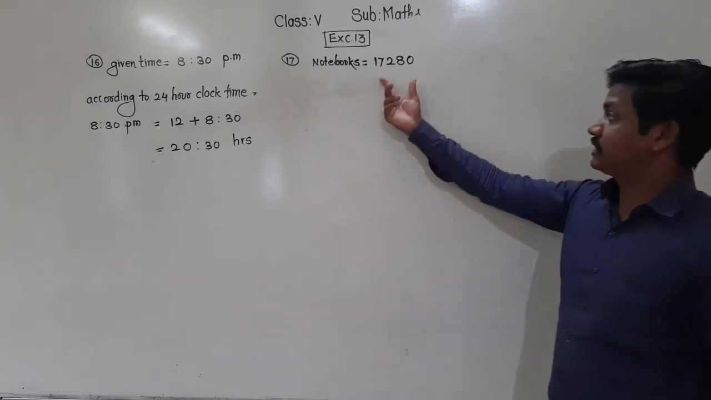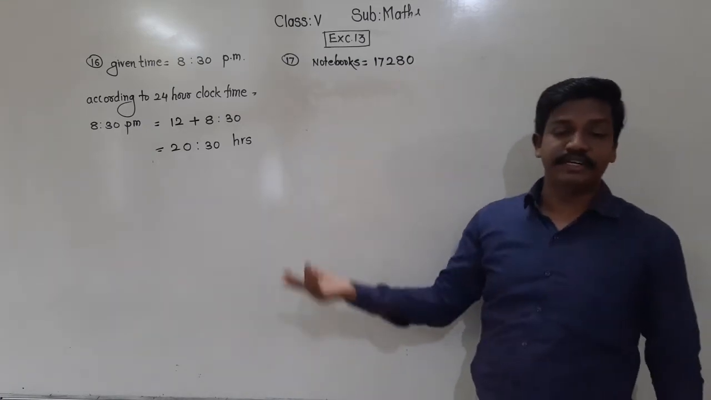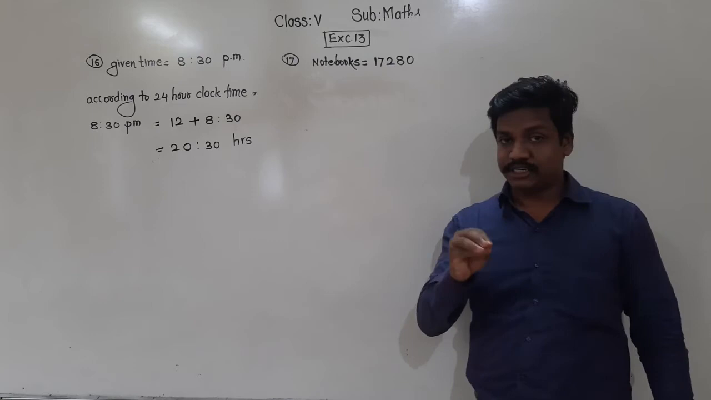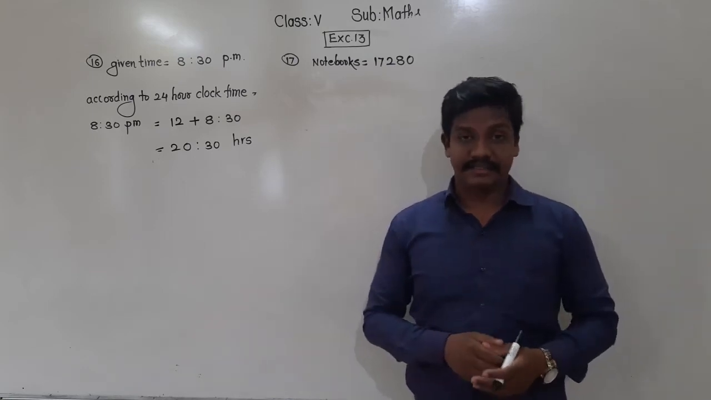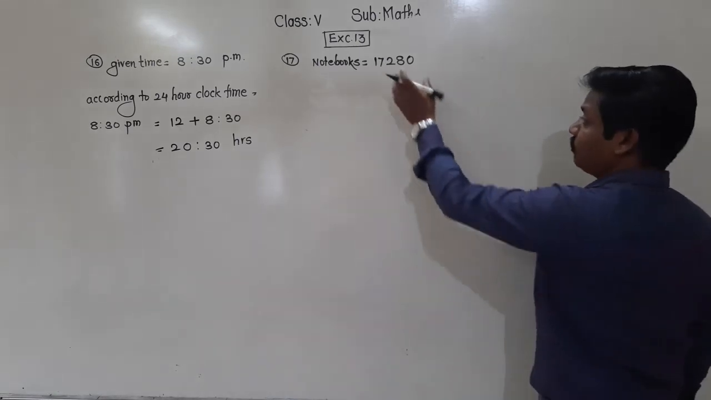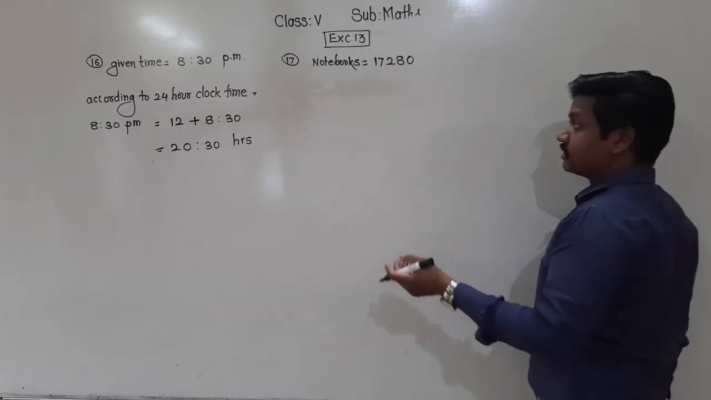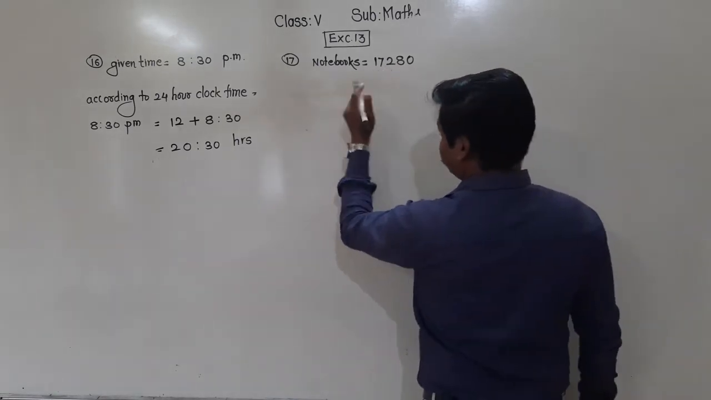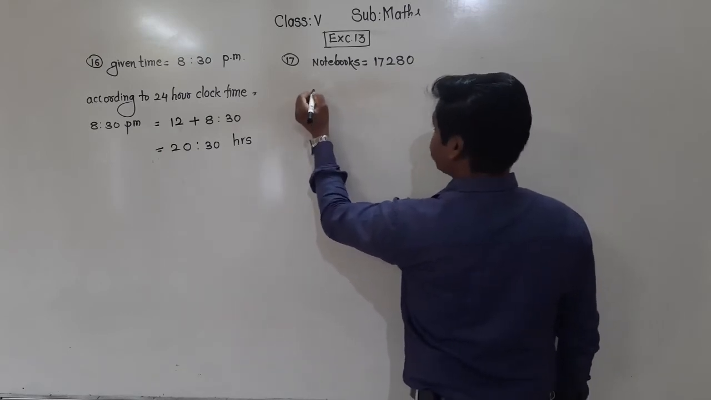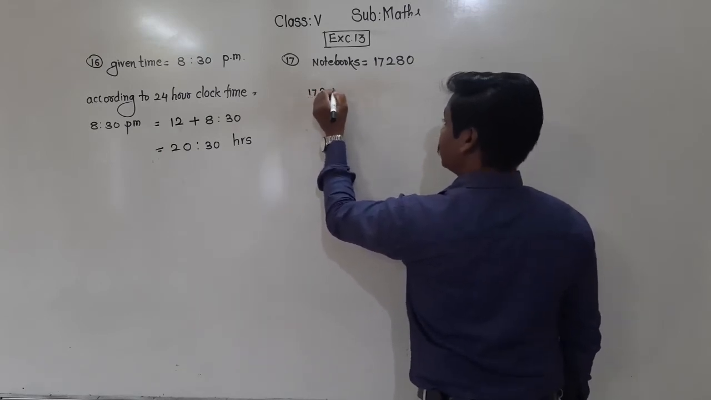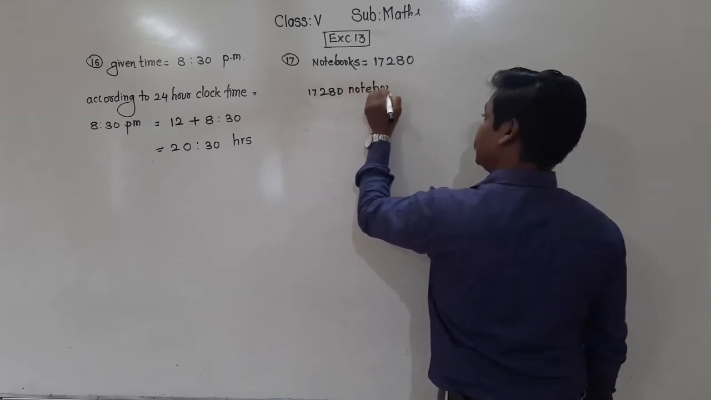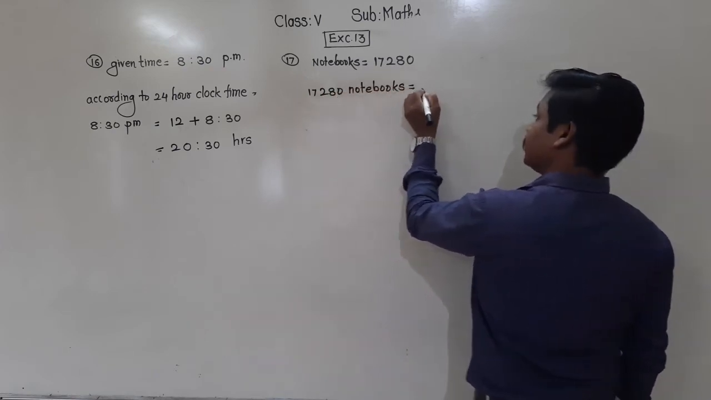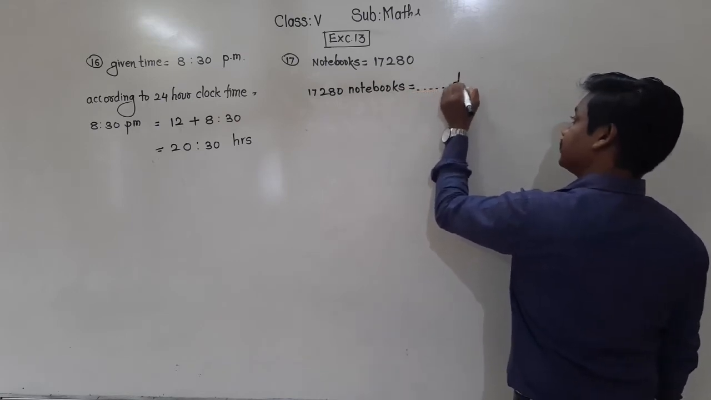So what we have to do? This 17,280 we have to convert into gross and dozen. You know, gross and dozen are the units to measure articles. So this number of notebooks will convert into gross and dozen. First we will convert into dozen. So 17,280 notebooks is equal to dash dash dozen.